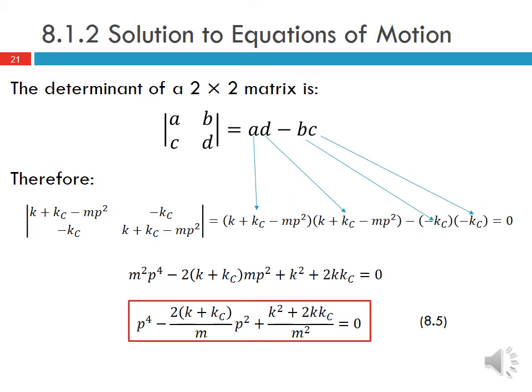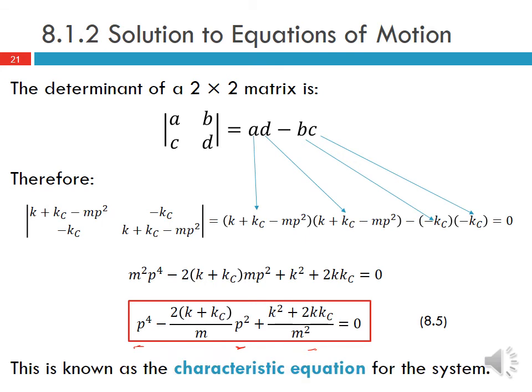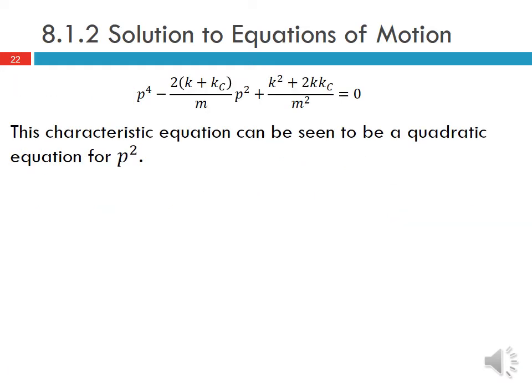Now we can multiply this out to get the equation shown here. And we can simplify this, and we see that we get this quadratic equation in p squared, with a p to the 4th term, and then a p squared term, and then a term with no p's. You can also see that it depends on our mass and our stiffnesses. So this is known as the characteristic equation for the system.